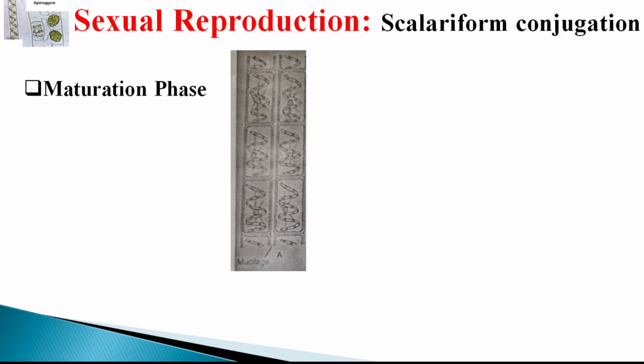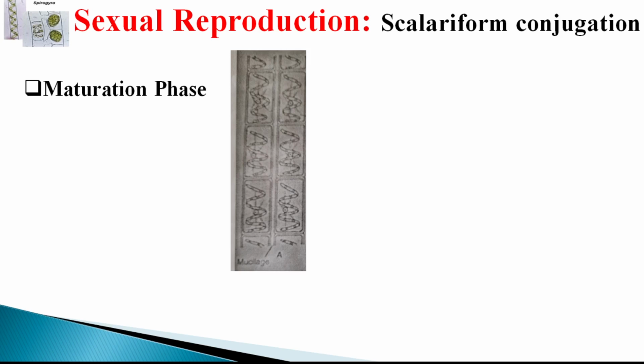So now we will discuss the details. Scalariform conjugation's very first stage, or phase, you can call it the maturation phase. During this phase, the participating filaments of the same species of Spirogyra come together. Morphologically, these filaments are alike. There are no visible differences between them.